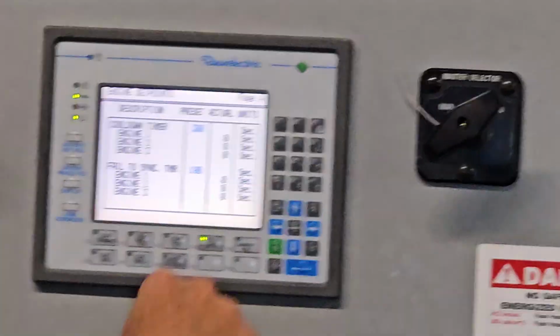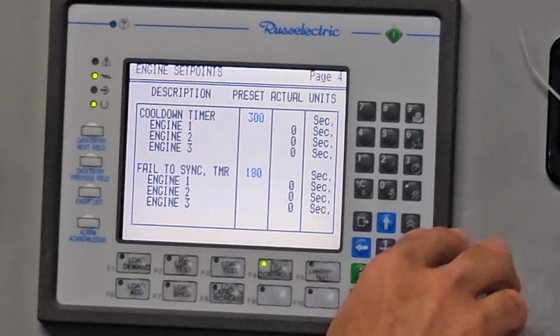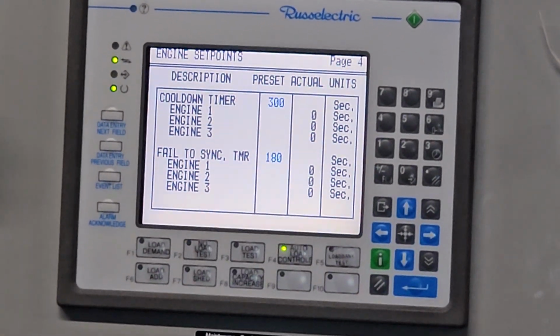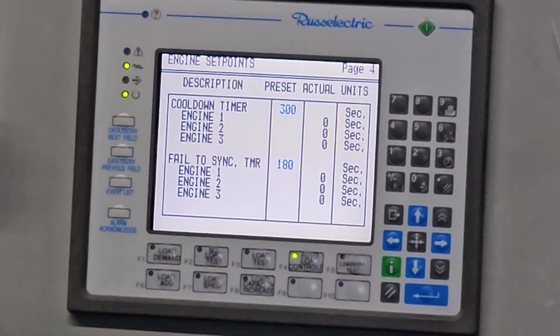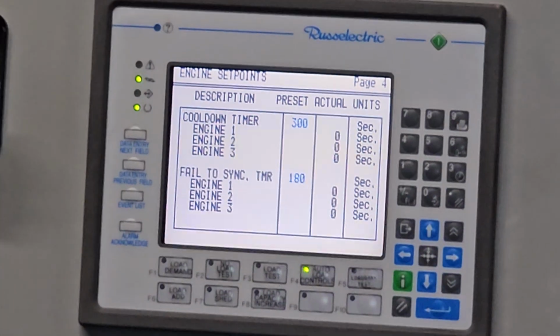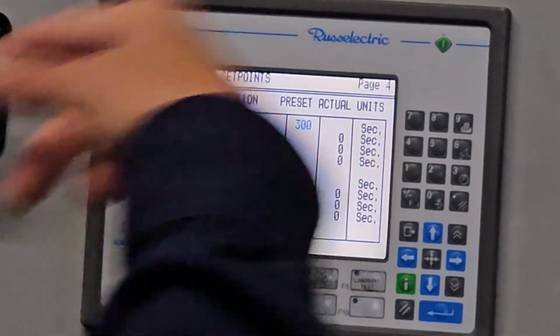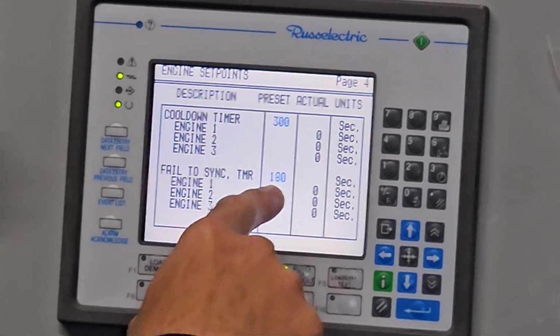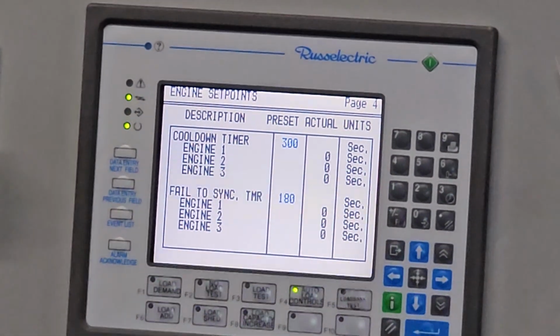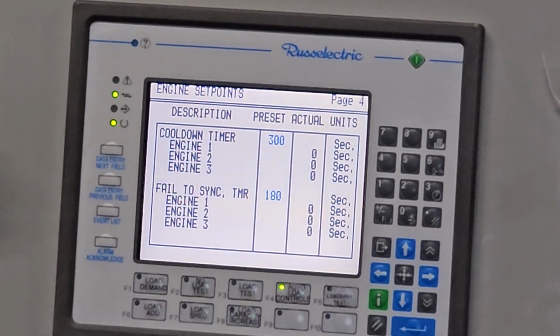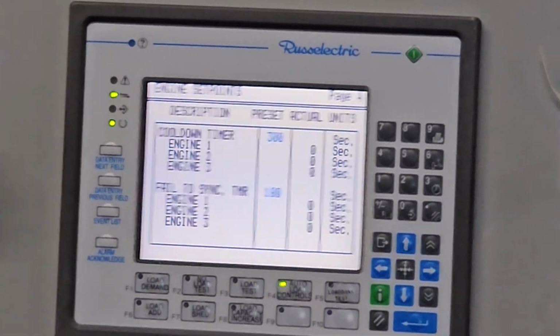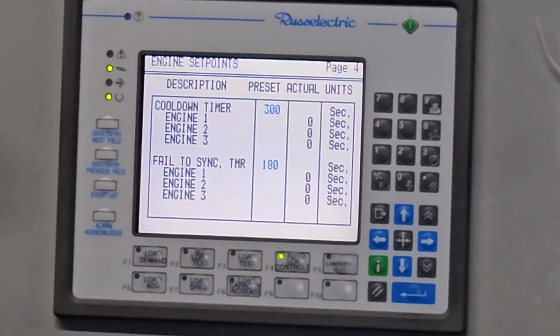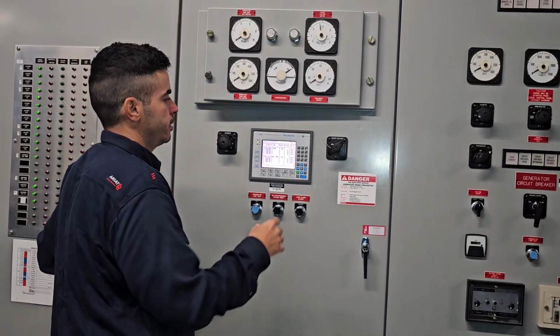Then we got cooldown timers here, fail to sync timer. Fail to sync is when we have the first generator on the bus, the second one is trying to sync, and for some reason, it's either going too fast or too slow that it can't get into sync. So we give it a 3 minute timer to try, and if it doesn't get it, then it doesn't get it. It will go under alarm, it will shut off, and then somebody's gonna have to check what's going on.